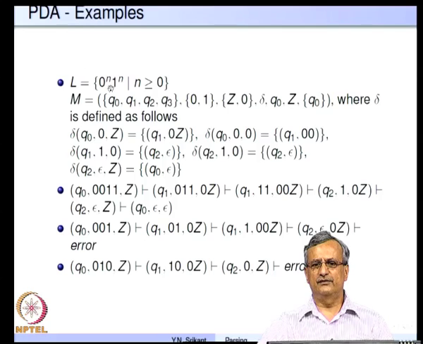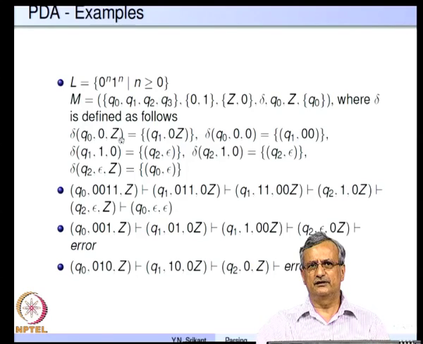So, recognizing this language is very easy. You push all the zeros onto the stack, and then once a 1 appears in the input, start cancelling or popping the stack, one 0 for each 1. And if we reach a state where the input is empty and the start of stack symbol has been reached, then we go to a final state. So, Q naught, 0, Z. Input symbol is 0 and the start symbol is on the stack. So, we go to the state Q 1 and push 0 onto the stack. Remember, this 0 is the new top of stack.